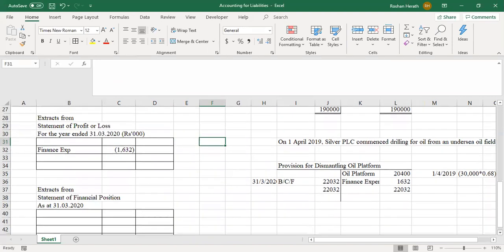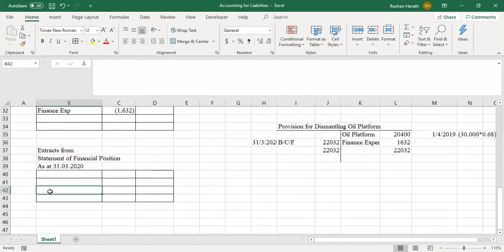And then you have the statement of financial position. There you have the non-current liability. Under that we have provision for dismantling. So in that you get the value, 22,030. This is what gives you the full mark.